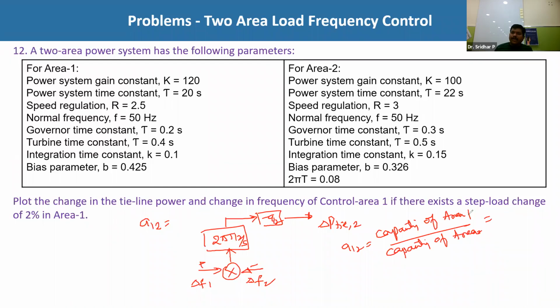For area 1 to area 2, he has not given anything. So in this case, assume both are the same, then you will get 1. He has clearly mentioned that area 1 is different and area 2 is different, but for our simplification you can assume both are the same, then A12 will be plus 1 only. So this block will be minus 1.